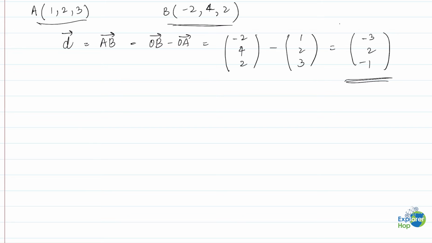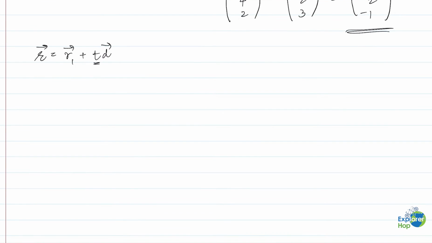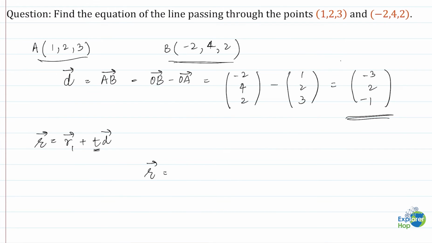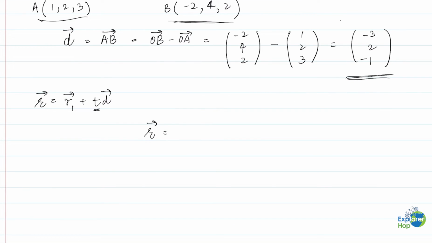Now we know that the standard form of a line is r = r1 + td, where t is a parameter. Now we'll substitute the values and we would get r = r1. For r1 we can choose any of these points. We can choose A, we can choose B, whichever we want. I'll go with A, so A would be (1, 2, 3), plus t times the directional vector (-3, 2, -1).